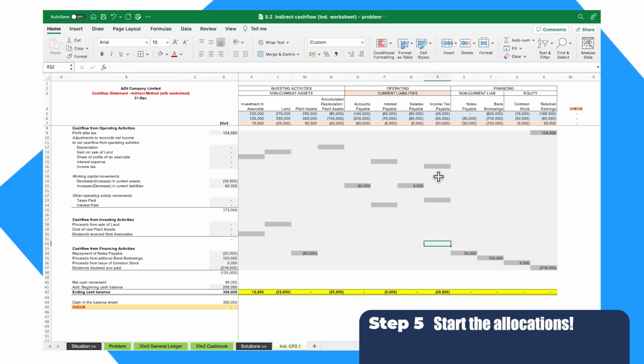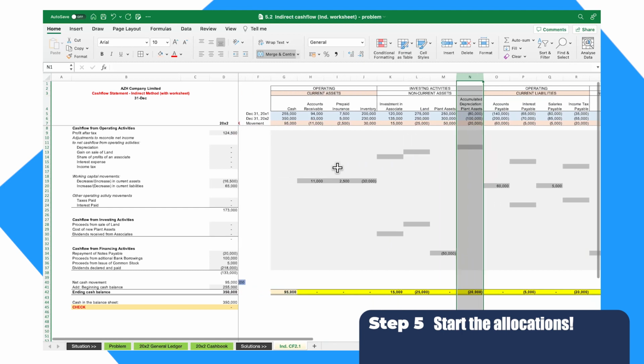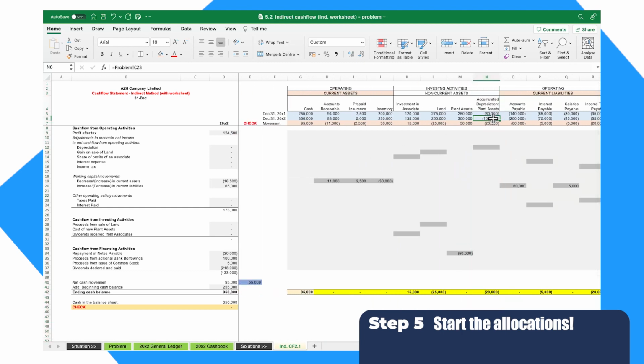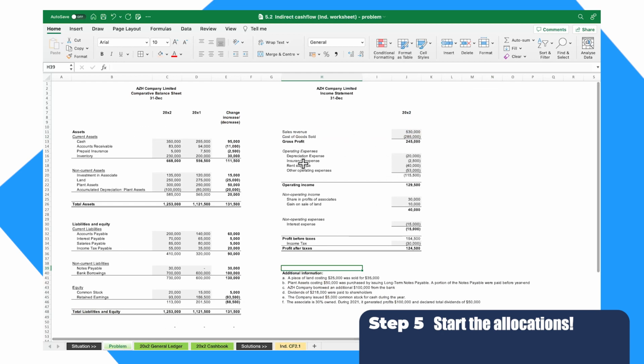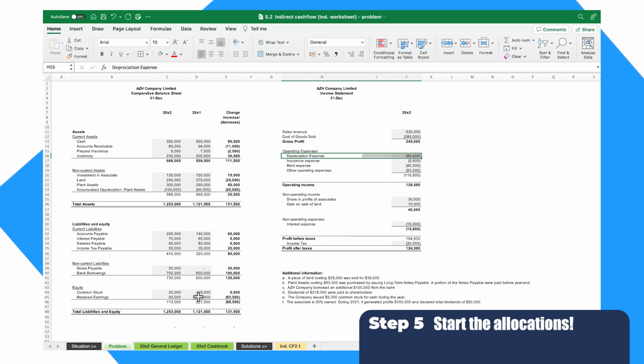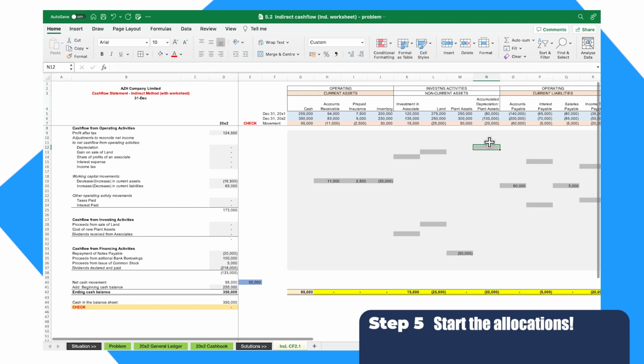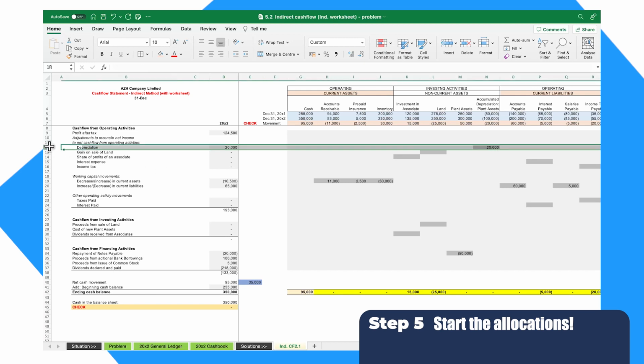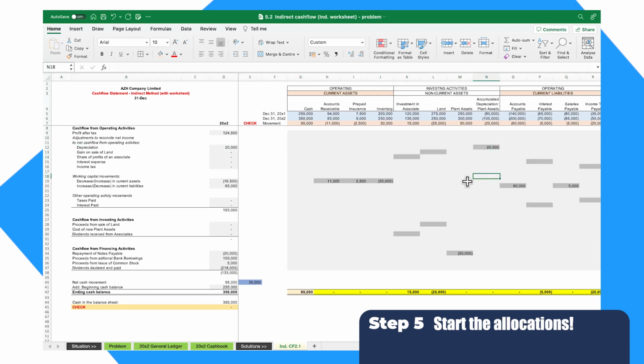So next, we can maybe check the accumulated depreciation. The accumulated depreciation increased by 20,000 during the year, which, as you will notice, is actually just equal to the depreciation expense. We can cancel out this movement by inputting a positive 20,000. So now it goes automatically to the depreciation expense line because of the formula. We can check land next.